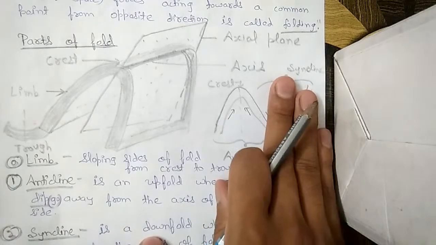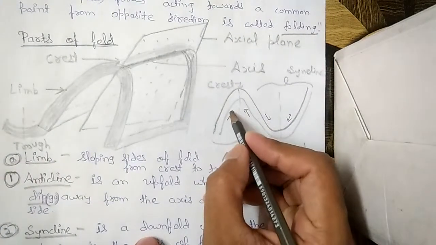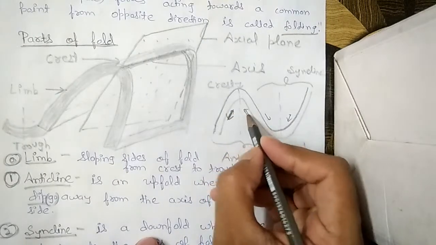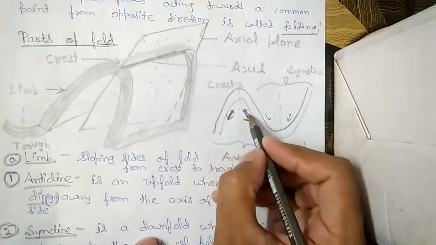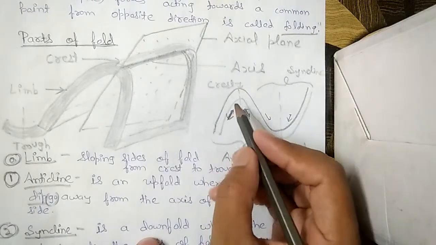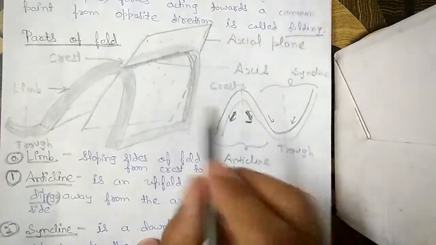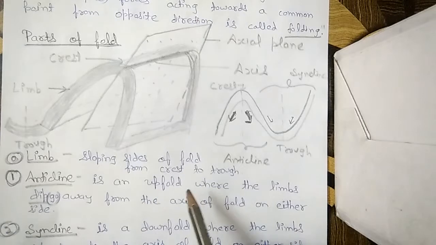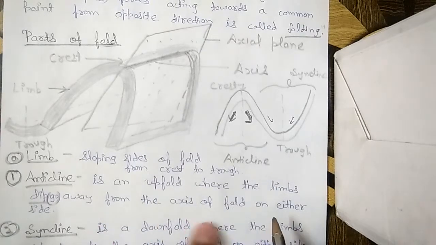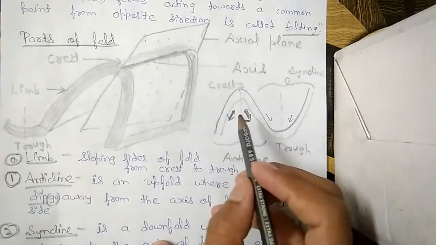These limbs are dipping away from the axis. Oh, sorry, I have made them wrong. Yeah, these are dipping away from the axis. This is a line, and this line is called axis, and these limbs are dipping away from the axis. This is moving here and this is moving here. So anticline is an upfold where the limbs dip or go away from the axis of fold on either side. On both the sides, the limbs are going away from the axis.